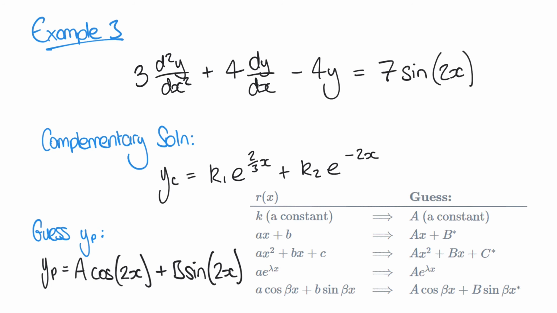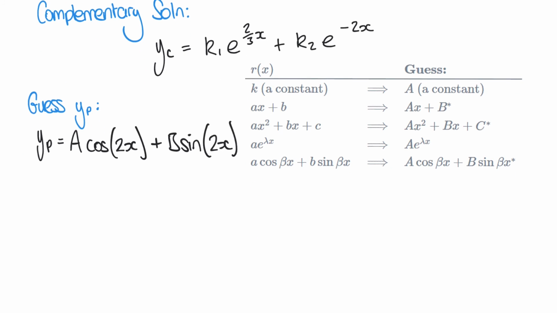And step 3, we're going to substitute and solve. So again, we have our function of y, but we need it differentiated, both its first and second differentials. So yp, the particular solution, was a cos 2x plus b sine 2x.